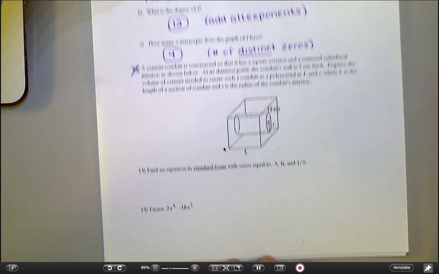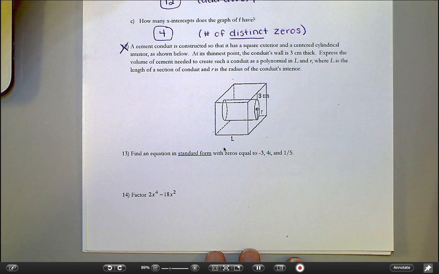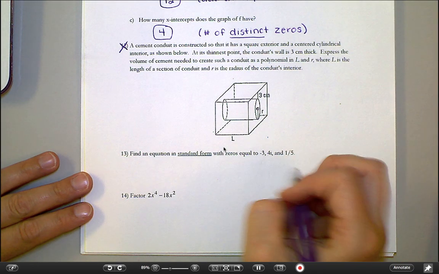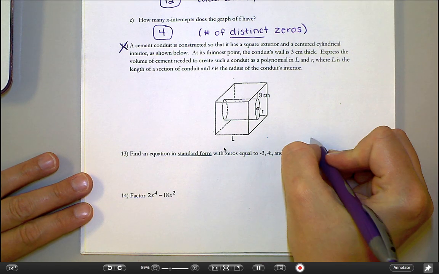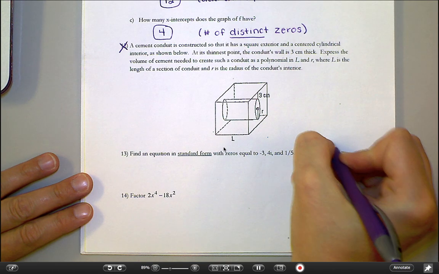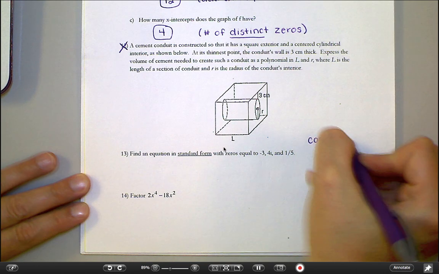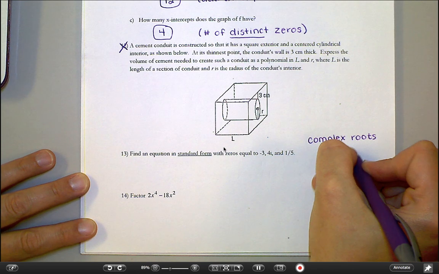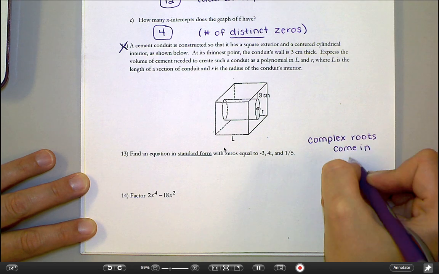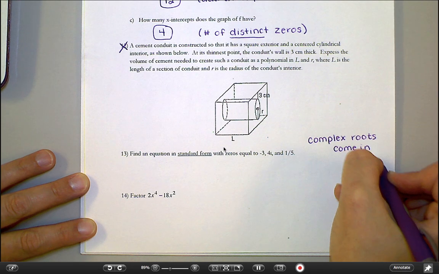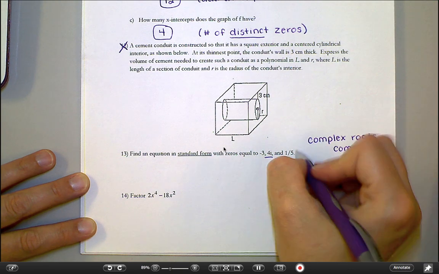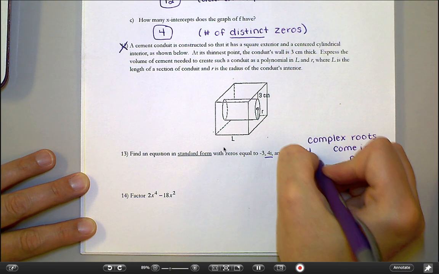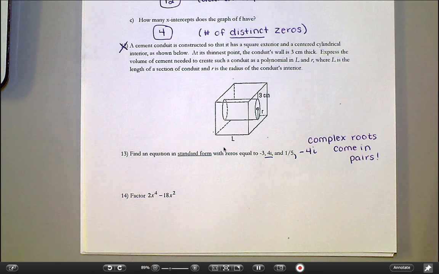An equation in standard form with these zeros. Okay, the thing you have to keep in mind when it lists out your zeros is that complex roots come in pairs. So as soon as I see 4i on my list, I'm going to add negative 4i to my list as well. Okay? Well, if these are my zeros, then I can turn each one of my zeros into a factor.